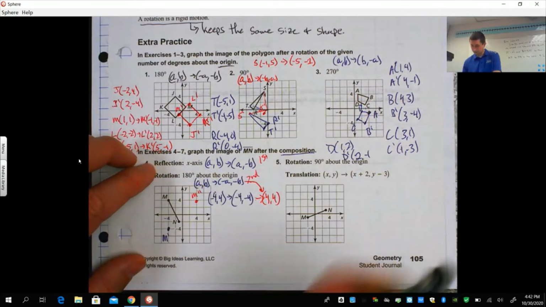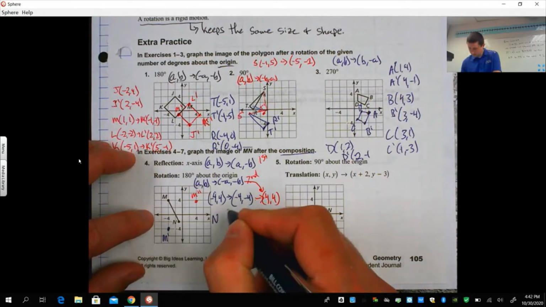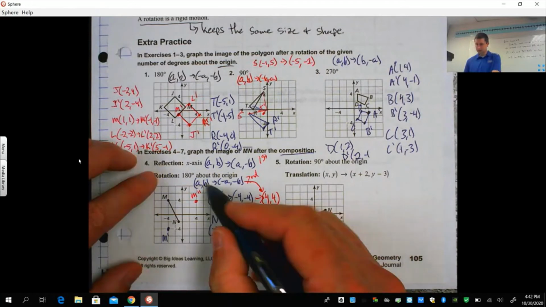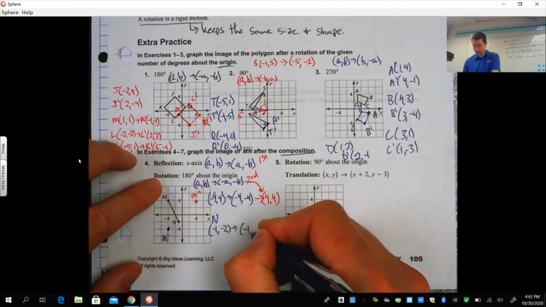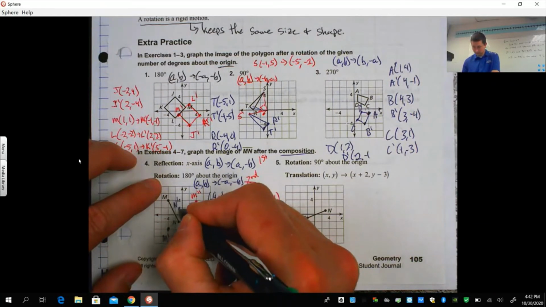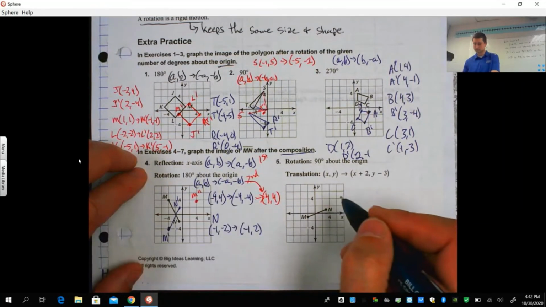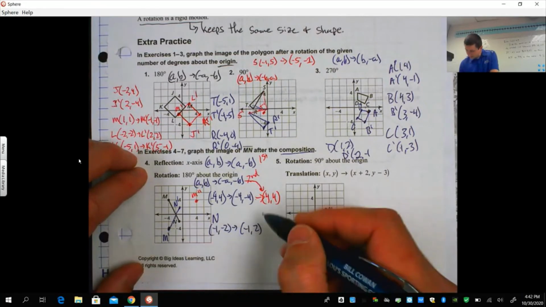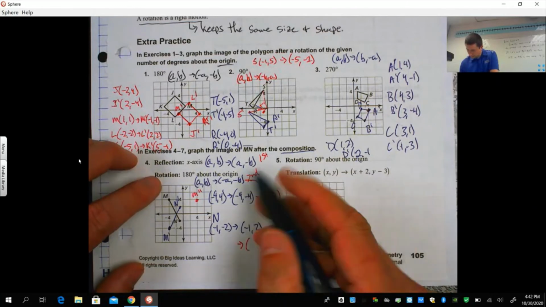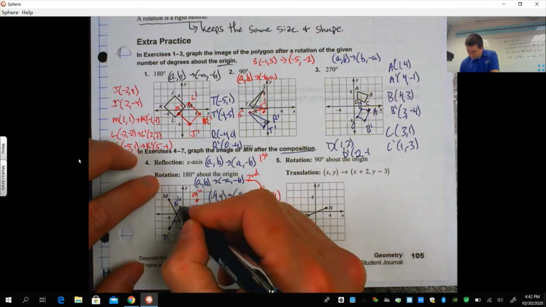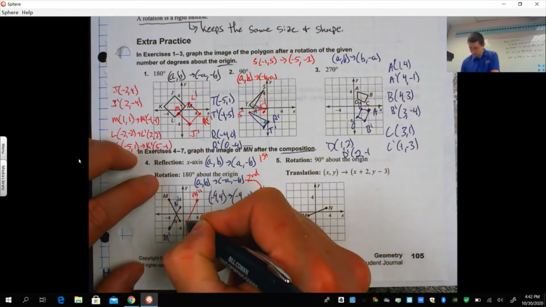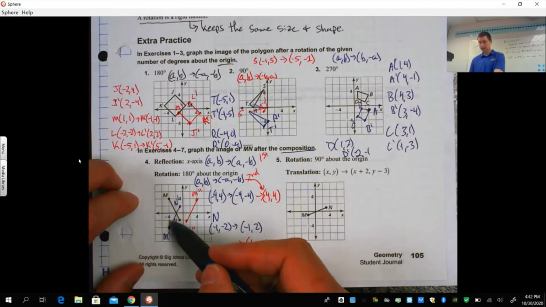So N is at negative 1, negative 2. I do the reflection in the x-axis, so that's going to be negative 1, 2. It's reflected up. There's N prime, so there's my reflection segment. And then I have to apply my 180 degree rotation, so that would be 1, negative 2. So there's N double prime. So if you rotate that 180 degrees around the origin, it's going to match up right there.